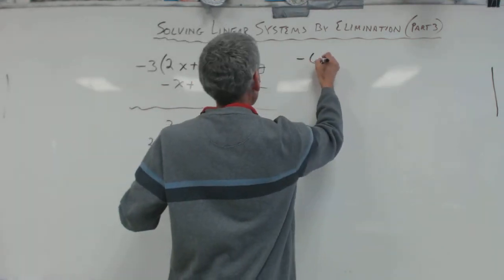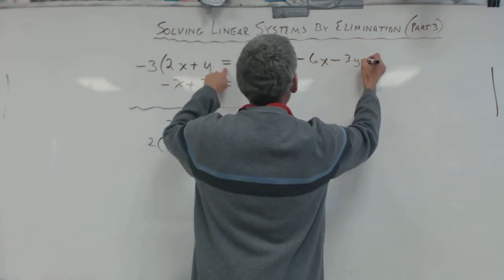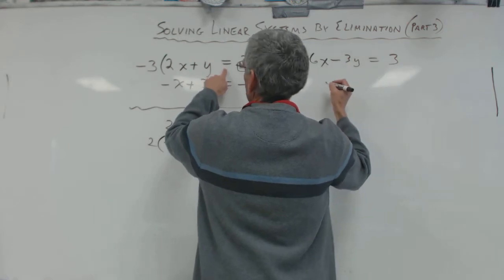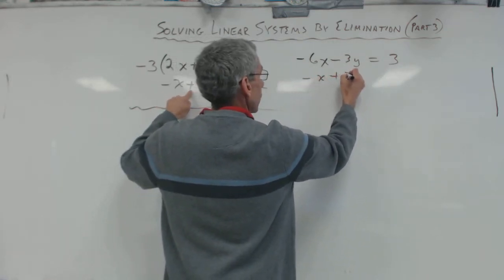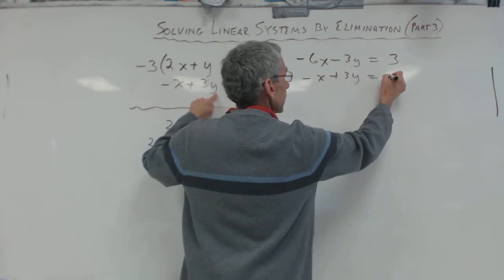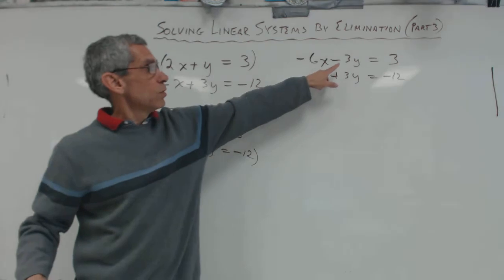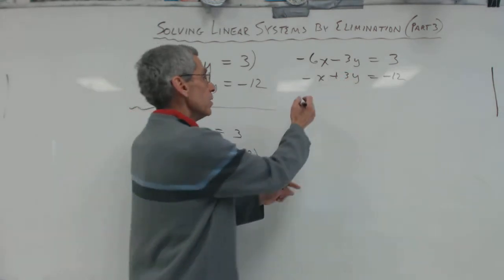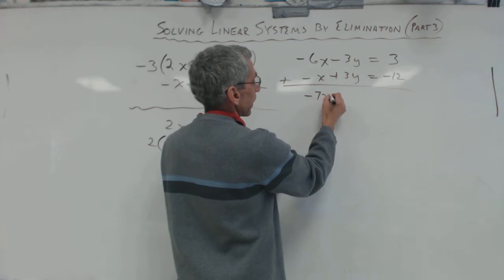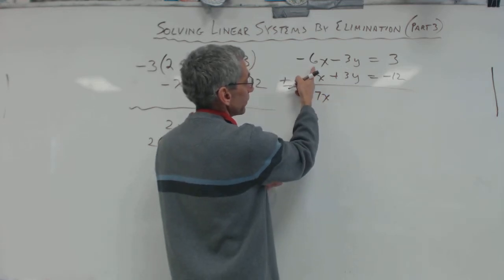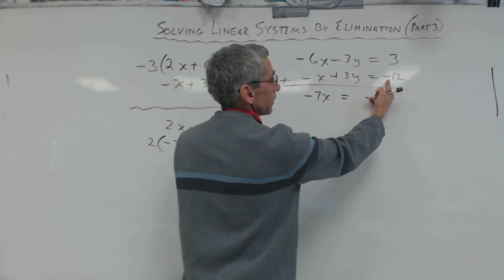So we got negative 6x minus 3y equals 3, and then I'll just rewrite this one, negative x plus 3y equals negative 12. Does everybody agree with me now? These will eliminate, cross out, right? Yeah. So I can just add these two equations together. That gives me negative 7x, right? Negative 6x's minus one more, negative 7x's is equal to negative 9.